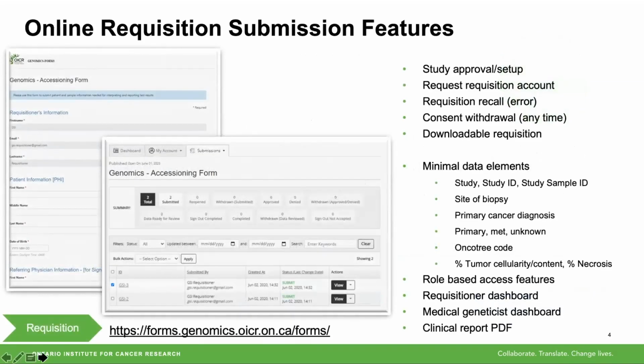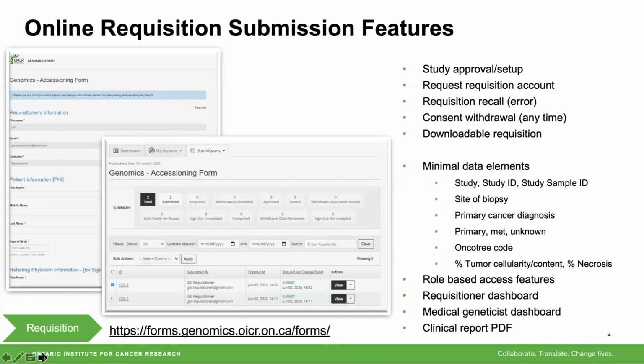So everything begins with an online requisition. We have created an online portal system for management of requisitions. After your legal agreements and ethics approvals are in place, we will launch your study approval. We will set up accounts for your clinical coordinators. Clinical coordinators will be able to recall their requisitions. They'll be able to submit formal consent withdrawals, and they'll be able to download their submissions for each study that they have access to.